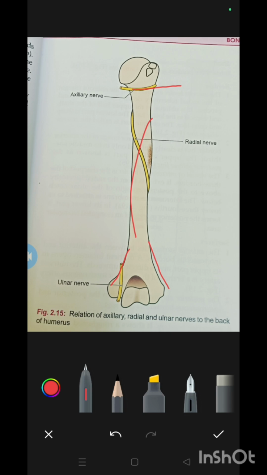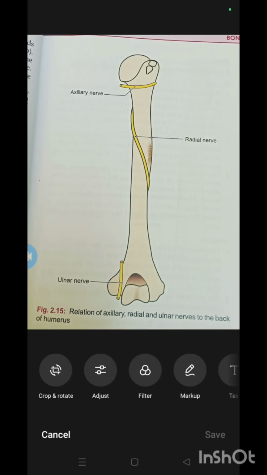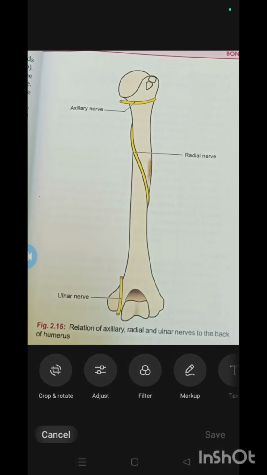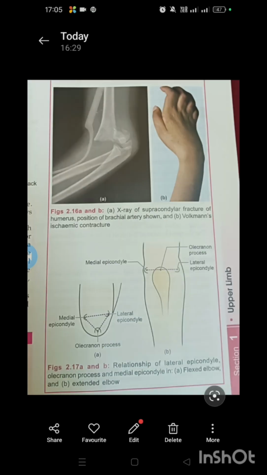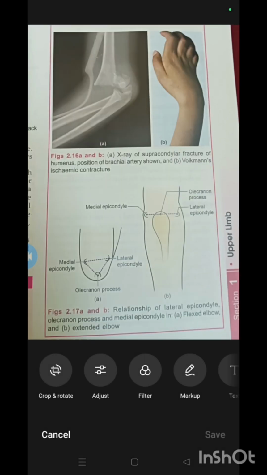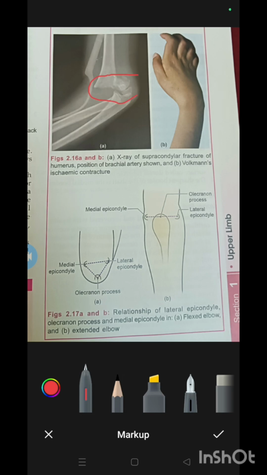Supracondylar fracture is common in young age. It is produced by a fall on the outstretched hand. The lower fragment is mostly displaced backwards so that the elbow is unduly prominent, as shown in the diagram here. This fracture may cause injury to the median nerve. It may also lead to Volkmann's ischemic contracture caused by occlusion of the brachial artery.